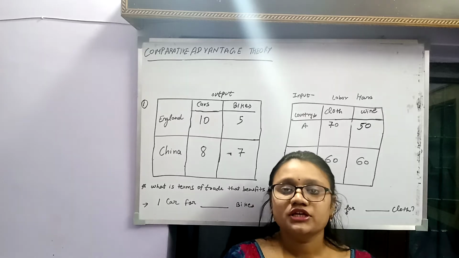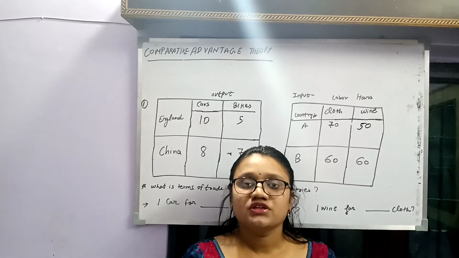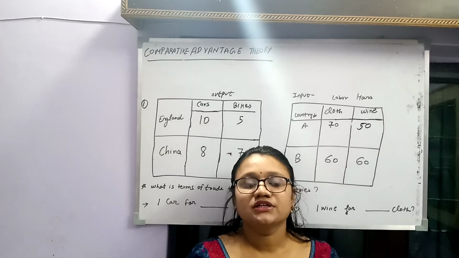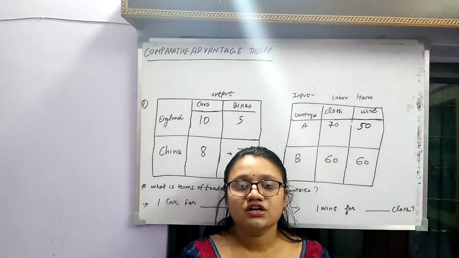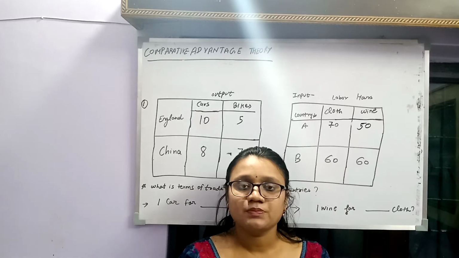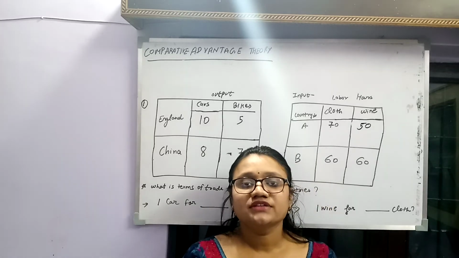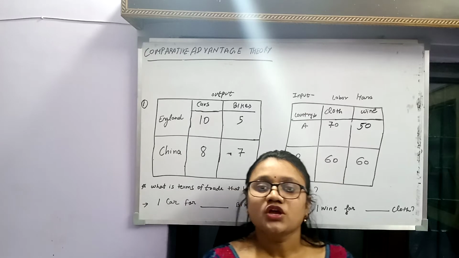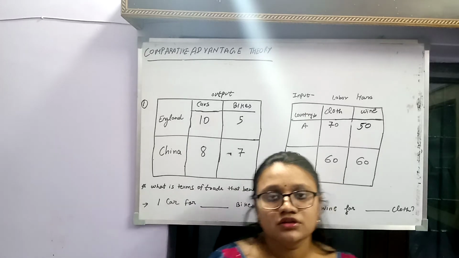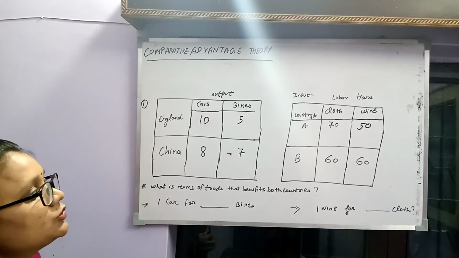So in my last video you have seen the absolute advantage theory, in which I explained it by taking some examples. Today I am going to take up the comparative advantage theory by taking some examples. Today we will see how to identify which country has comparative advantage and in which good. So let's begin. I have taken two examples, an output example and an input example.